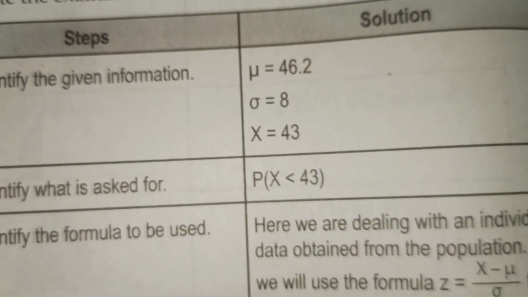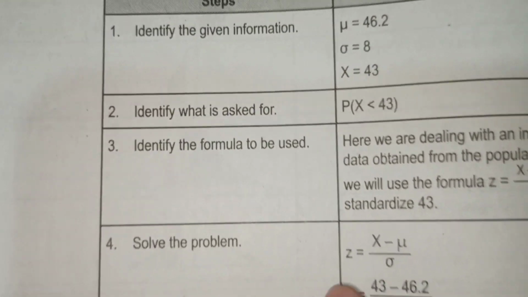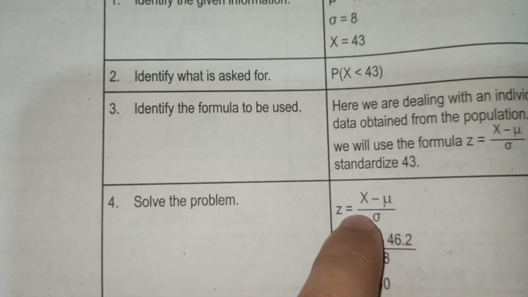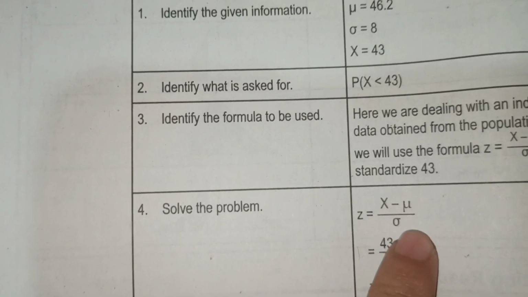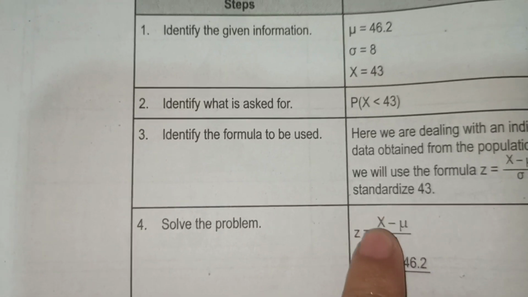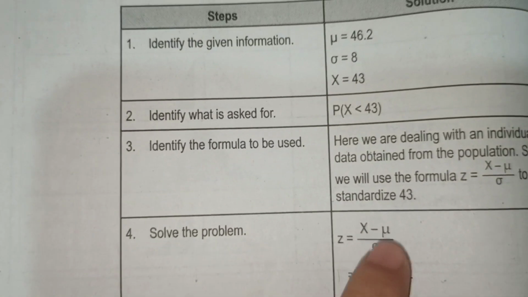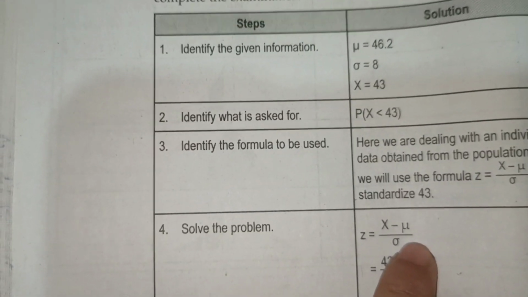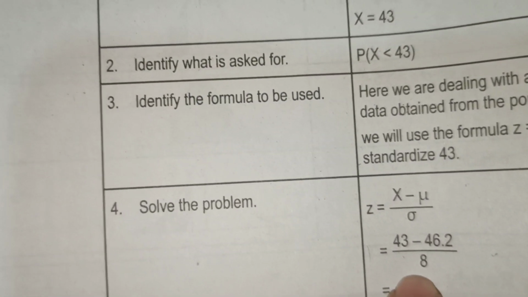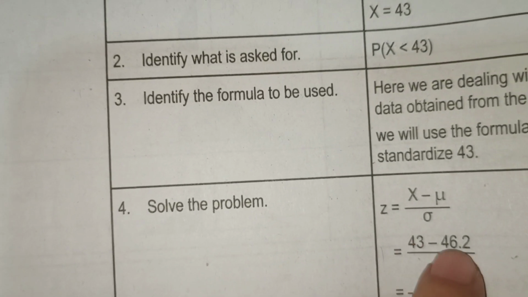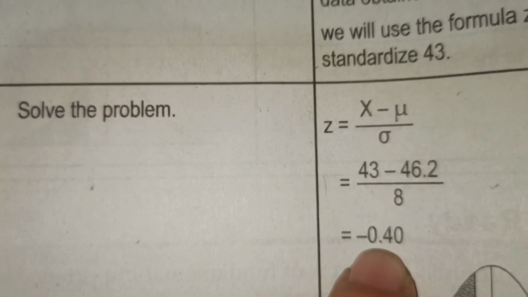Next. So, how are we going to use that? We are going to write the formula first for solving the problem: the score minus the mean over the standard deviation. Now, we're going to substitute the given. The score is 43. Ayan siya, si 43. The mean is 46.2 and the standard deviation is 8. We're going to compute. So, 43 minus 46.2 divided by 8, the answer is negative 0.40.